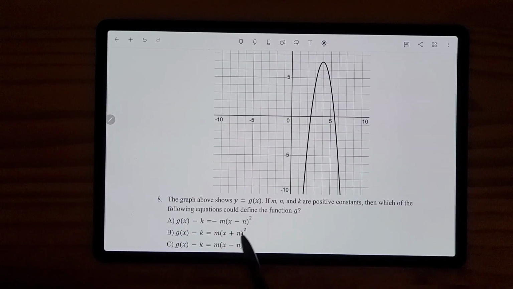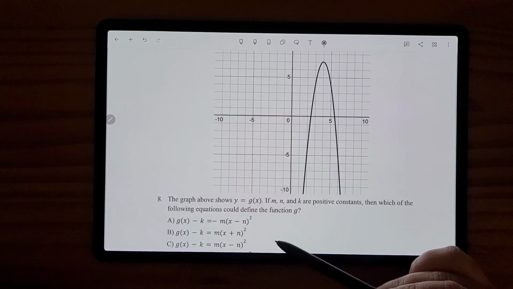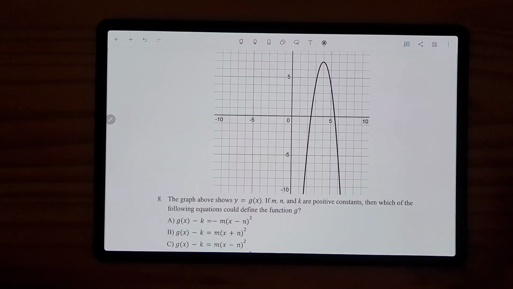Okay, for number 8, you can pause and read, but basically we're finding out which of these could define the function that's being graphed up here, like which of these matches the function.